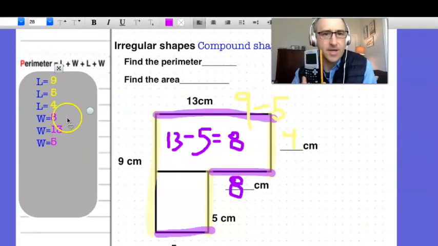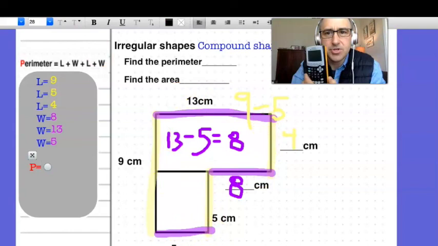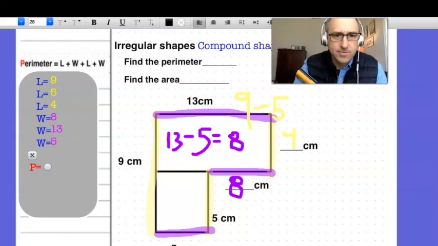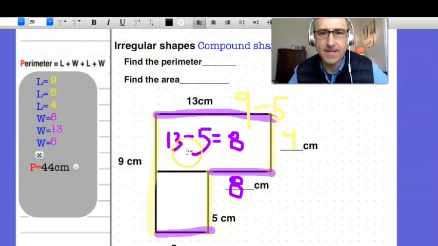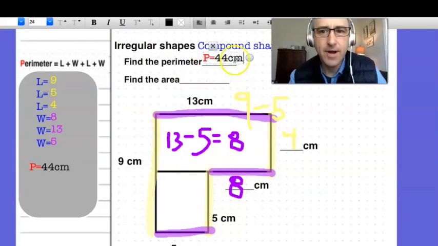Now I need to use my calculator again and add up these 6 sides. When I do that, I double check that I have 6 sides in my calculator. And I do. So I have 44 centimeters. And that's the distance around this building or block. So now let's practice area.